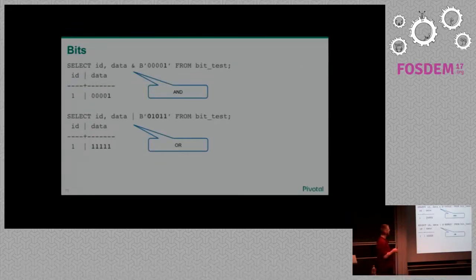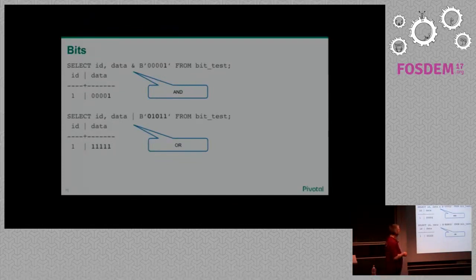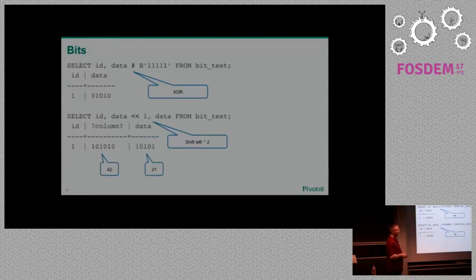Like here I have my data and I use an AND. Obviously I only get back the bits where both values, in my data and in my query here, have bits set. If I have an OR, I get back all my bits because it's either set in data or set in my query.